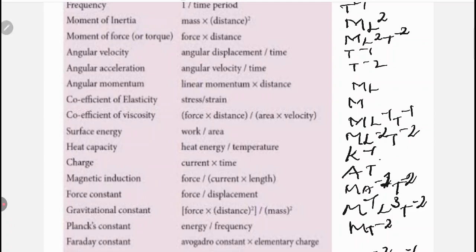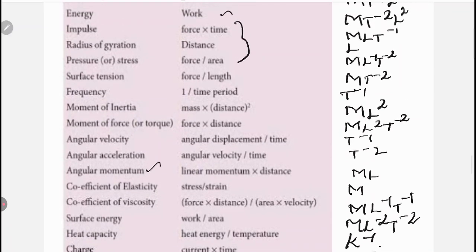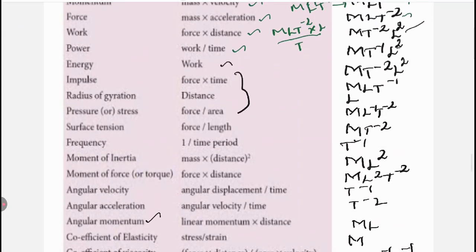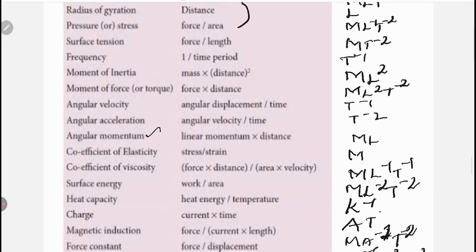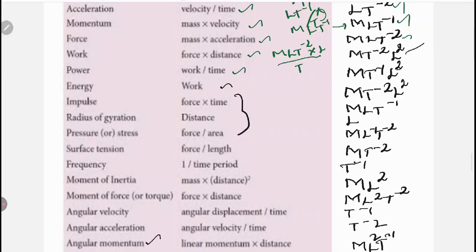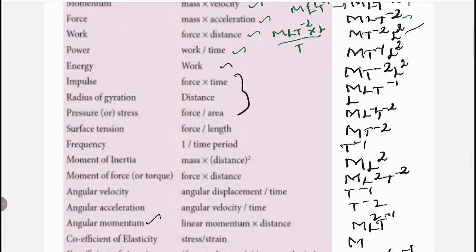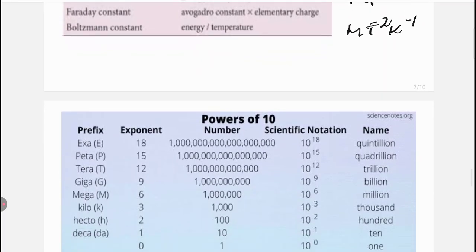For angular momentum, it is linear momentum into distance. For linear momentum, what is mentioned here is M L T raised to minus 1, into distance. So it becomes M L square T raised to minus 1. So you can have some workout by knowing the different derived physical quantities. Okay, fine.